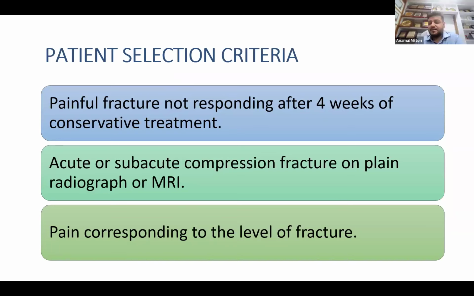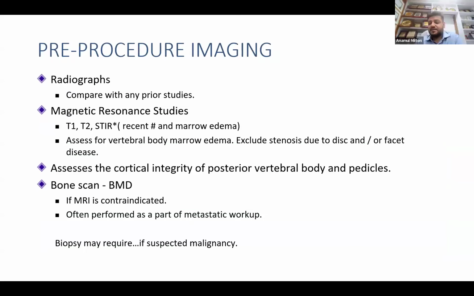Okay, so patient selection, this is the final criteria. The patient has a fracture more than 4 weeks old, like 4 to 6 weeks, and the patient has not improved with conservative treatment. And if you go for the MRI, the patient has a subacute or acute compression, edema is there, an active fracture is there, so you can plan for vertebroplasty if it corresponds with pain at the vertebral fracture level. This is the very important clue.